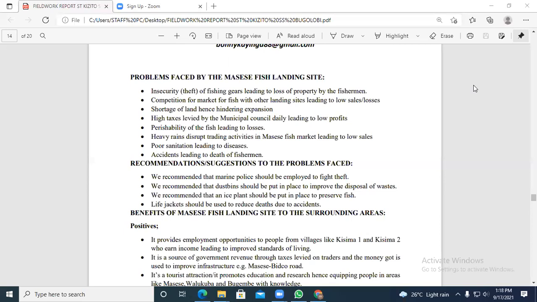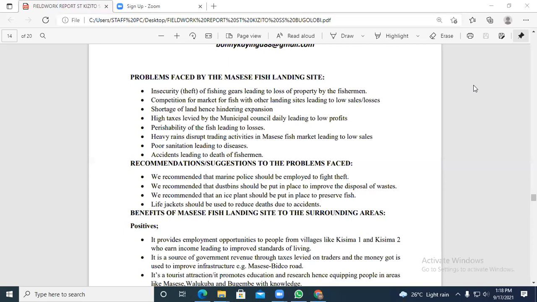It was started by a fisherman, a local fisherman who used to supply his fish to the local people in Walukuba. Known as who? I've forgotten his name. Okay. Continue with our recommendations. Give us one. We recommended that the people of Masese should use dustbins in order. Whom are you telling?